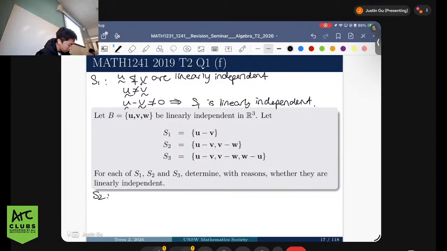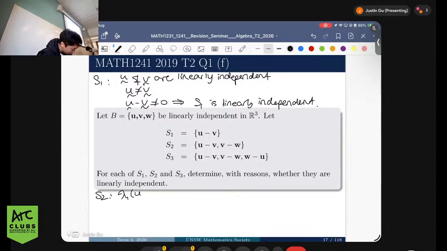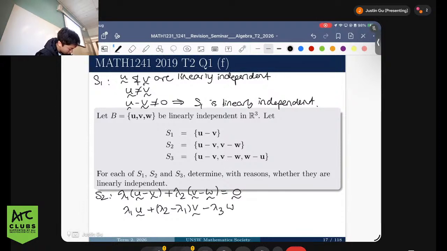Okay, for S2, we also use the definition. So essentially what we have is lambda1 (u minus v) plus lambda2 (v minus w), and then we let this equal 0. If we expand it, then we have lambda1 u plus (lambda2 minus lambda1) v minus lambda3 w, and this gives us also 0.